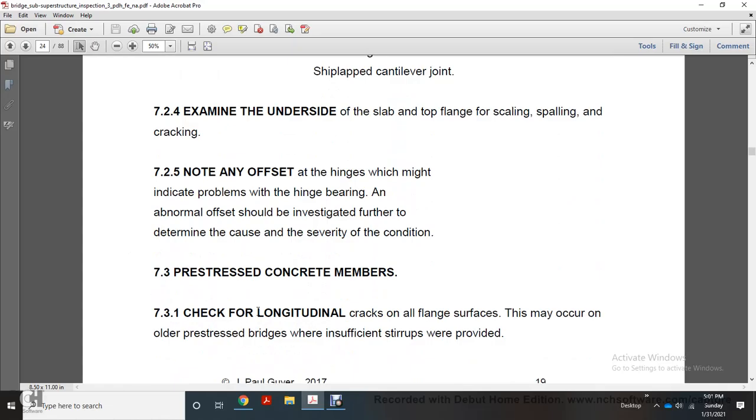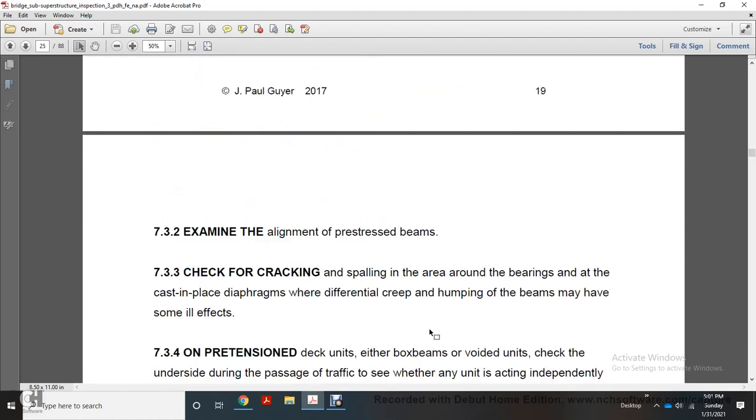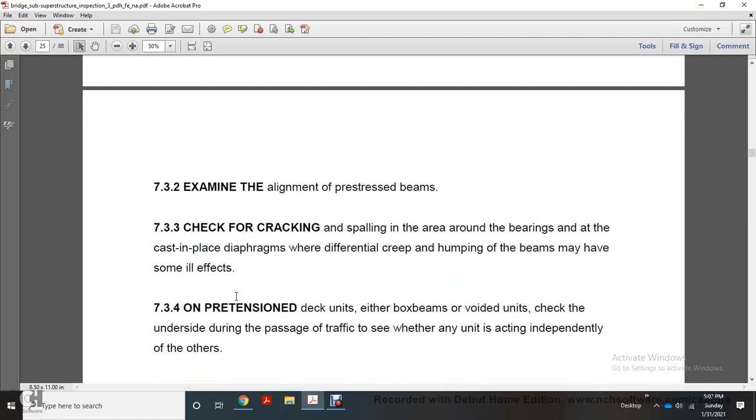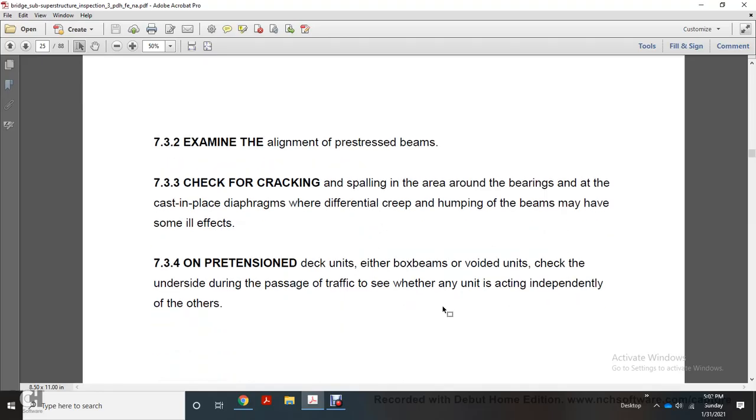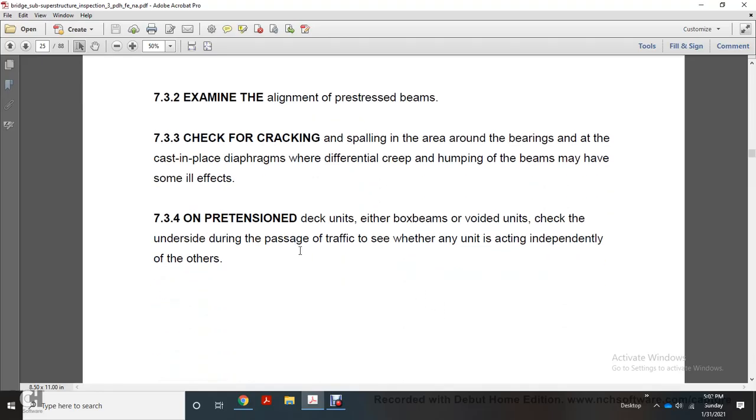Pre-stressed concrete members: check for longitudinal cracks on the flange surface that may occur on the older pre-stressed bridges where insufficient stirrups were provided. Examine the alignment of the pre-stressed beam and check for cracking and spalling in the area around the bearings at the cast-in-place diaphragms. Differential creep, or humping of the beams, may have ill effects on pre-tensioned deck units, either box beam or void units. Check the underside during the passage of traffic. See if there are any units acting independently of the others.